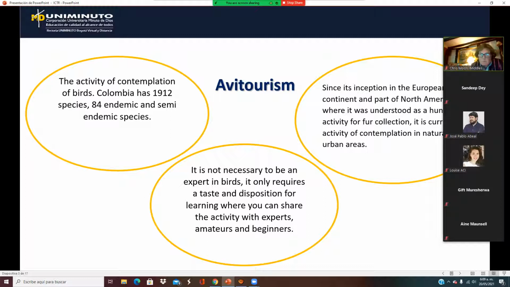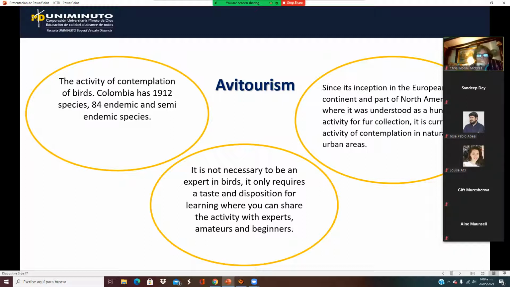In the inception of bird tourism in Europe and North America, it was an activity for fur collection, and they hunted the birds and collected them. But now it is different. Now this activity is about contemplating the birds in their natural and urban areas.